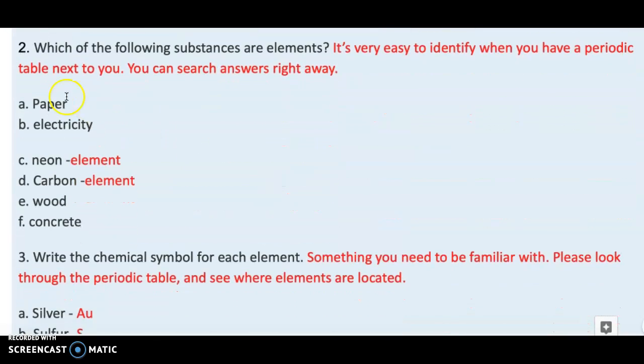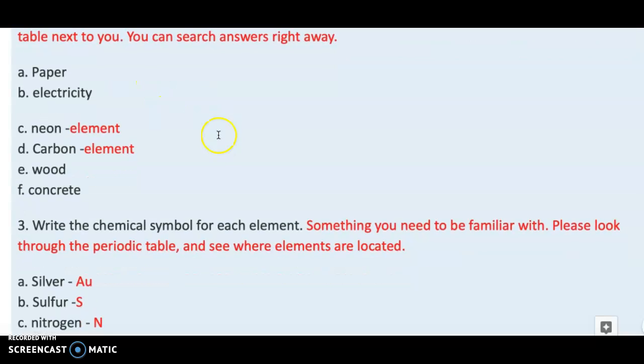So, which of the following substances are elements? Like I said before, it is very easy when you have a periodic table next to you. So you can look it up. Paper is obviously not an element. Electricity is not an element. Neon and carbon are two elements in this problem. Wood is not an element. Concrete is not an element.